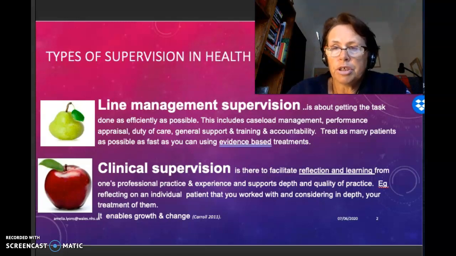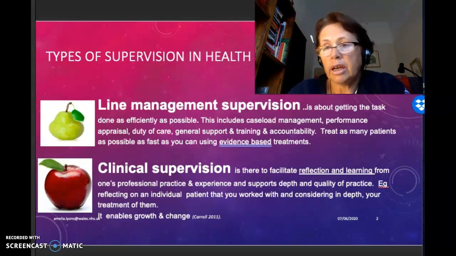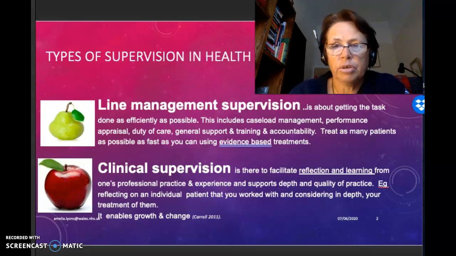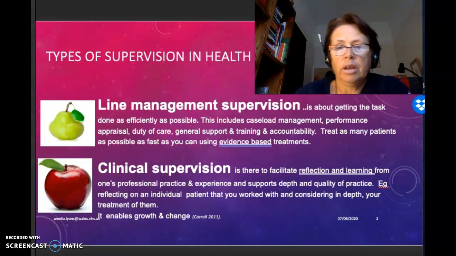So line management supervision is about getting the task done as efficiently as possible. That's the job. When we're thinking about nurses or counsellors and psychotherapists in the health service, and these are the two groups that I mainly deal with, we're talking about caseload management, getting patients through the door, getting clients through the door, and seeing them as efficiently as possible. Treat as many as you can with evidence-based treatments.